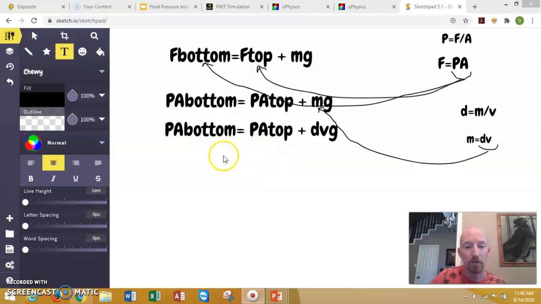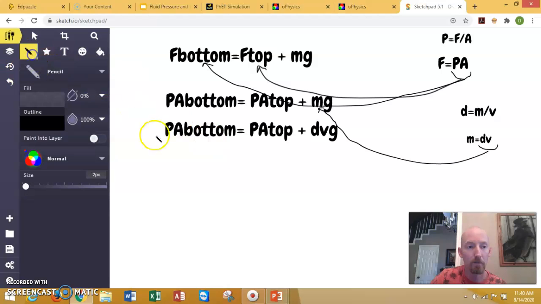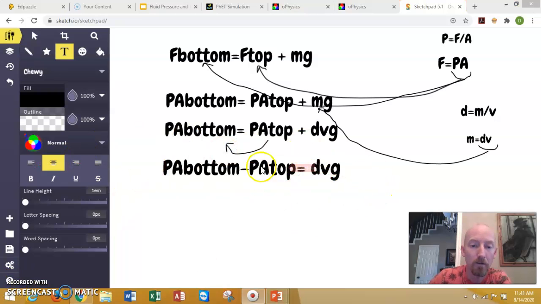Okay. Now what I'm going to do next is I'm going to take this and subtract it. I'm going to move this to that side. So what I'm going to do is I'm going to take this, I'm going to subtract it over here like that. So I get this equation right here. Pressure times area on the bottom minus pressure times area on the top equals dVg. And this is the thing.